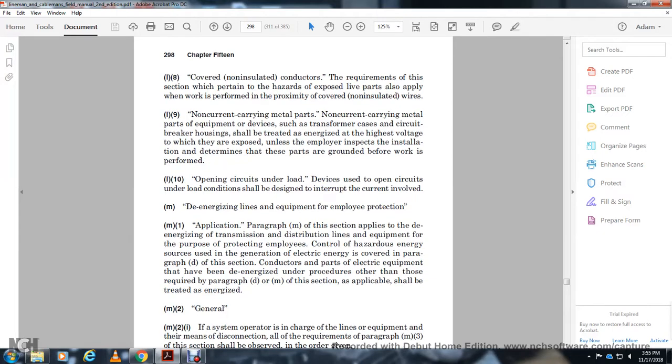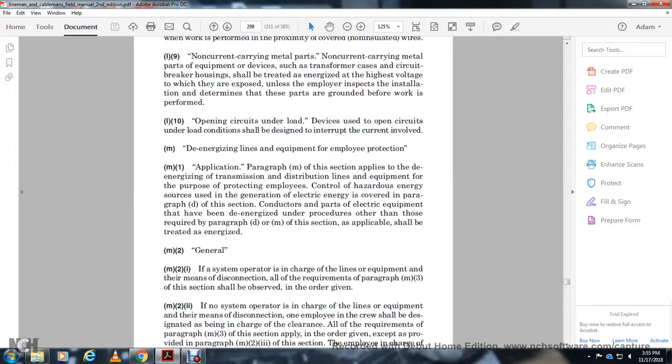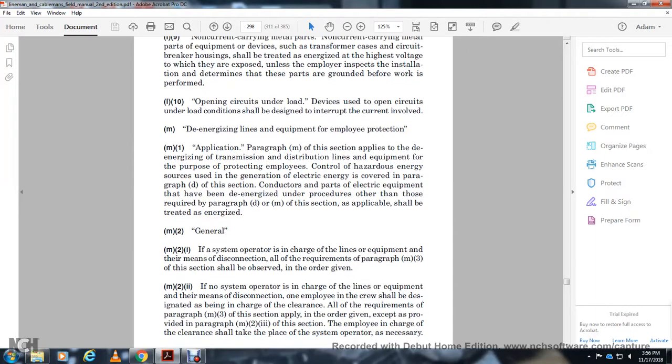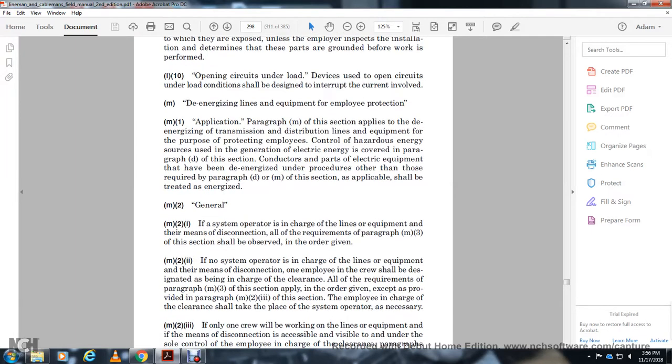as energized. General: if system operators are in charge of the lines or equipment and the means for disconnection, the requirements of paragraph M3 of the section shall be observed in the order given. And if no system operator is in charge of the lines or equipment and their disconnection, or employed crew, an employee shall be designated as being in charge of the clearance, and the requirements of paragraph M3 of the section apply in the order given, with the employee in charge of the clearance taking the place of the system operators as necessary.